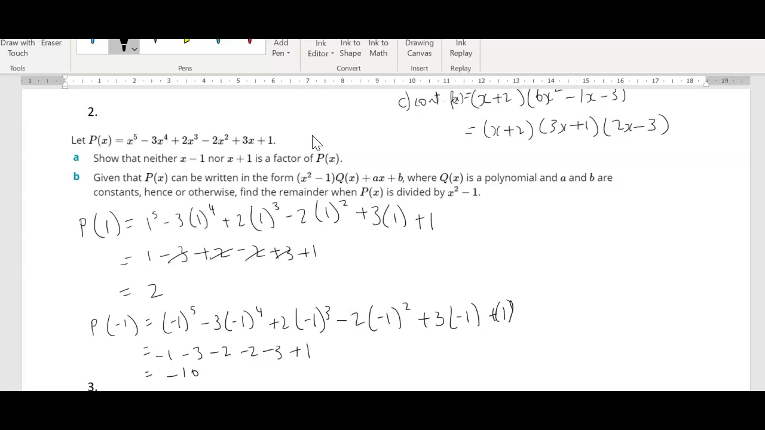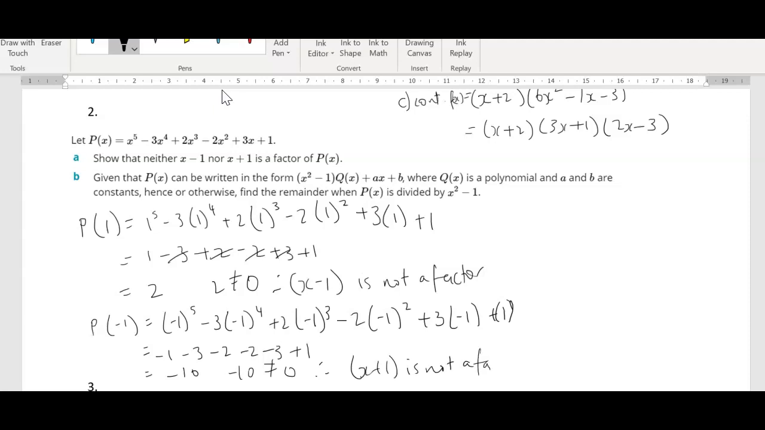I should actually go on and say that 2 is not equal to 0, therefore x minus 2 is not a factor. And then negative 10 is not equal to 0, therefore x minus 1 and x plus 1 is not a factor. All right, because it did say show that, so we should really explain why it's not a factor.